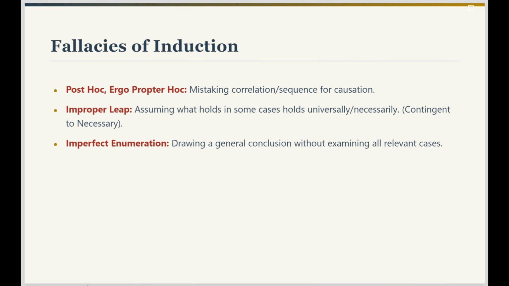Now for inductive fallacies. The poster child is post hoc, ergo propter hoc, assuming causation just because one event followed another. Seeing a black cat and then falling, concluding the cat caused it. Classic superstition. Another trap is improper leap, jumping too quickly from contingent to necessary or relative to absolute. Curing one patient doesn't make someone a universally good doctor, or assuming a good doctor will cure any specific illness. And the big one, imperfect enumeration. This is just bad generalization. Testing water rising in a vacuum up to 10 meters and declaring, nature abhors a vacuum, ignores the fact that water pressure limits its rise beyond that height. You haven't checked all relevant cases.